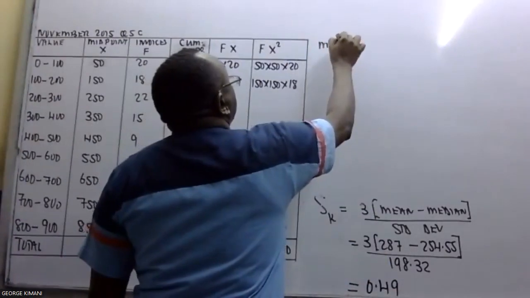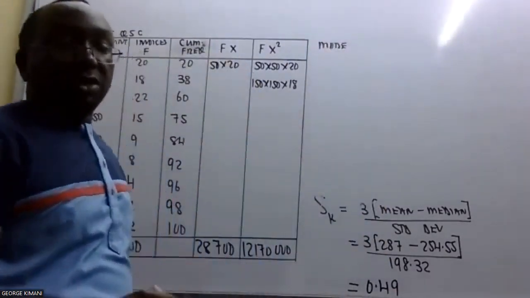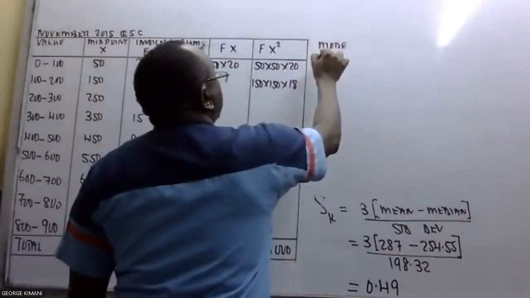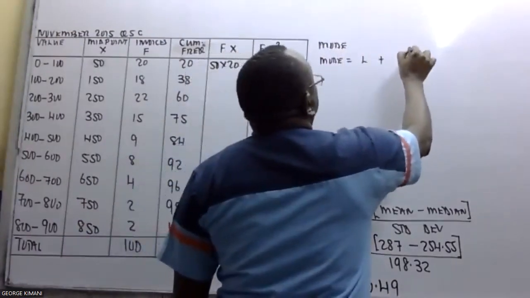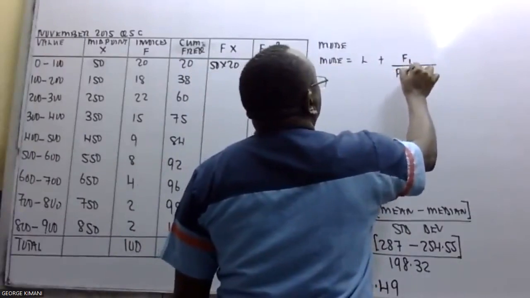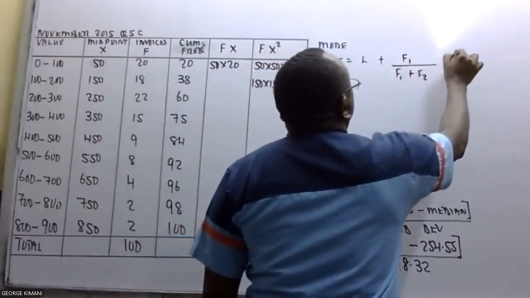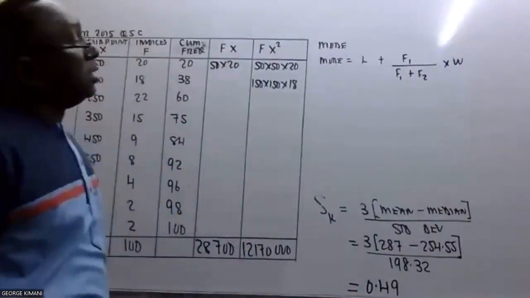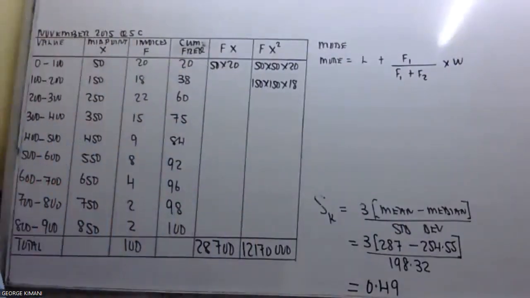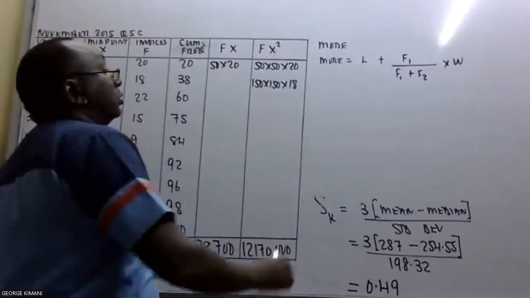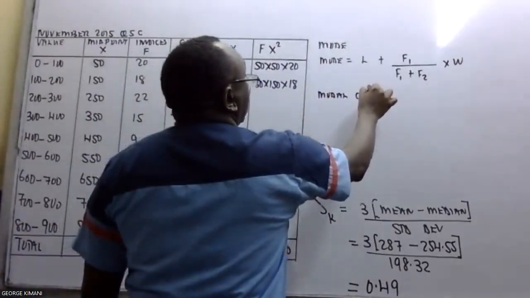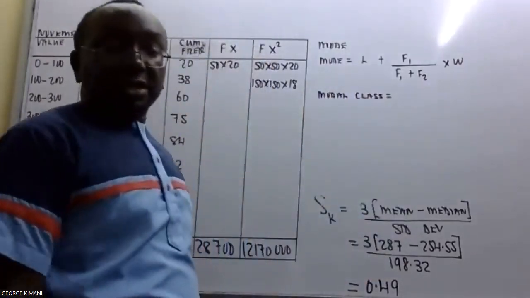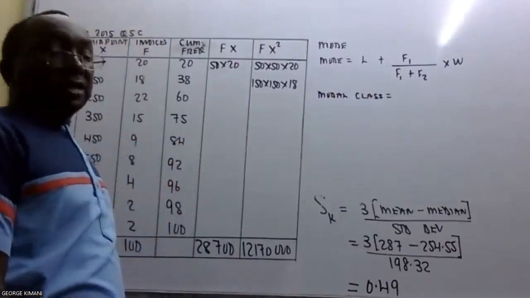The next thing that I want us to remind ourselves is how to get the mode. Mode is given as L plus F1 out of F1 plus F2 multiplied by the width. So the modal class is the class with the highest frequency. It's the class with the highest frequency.